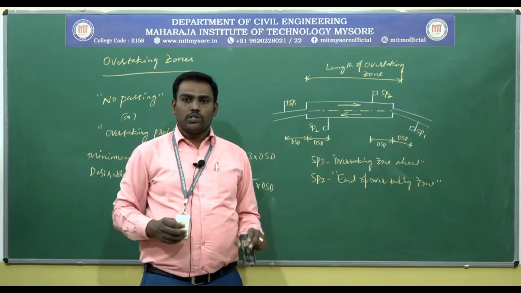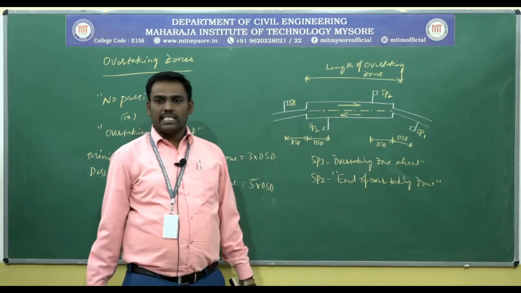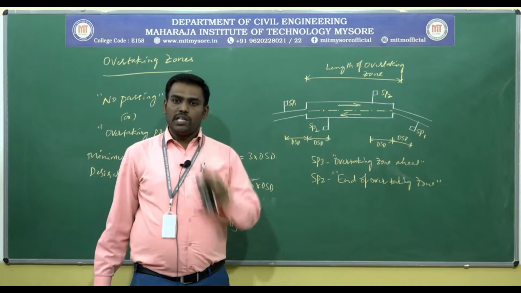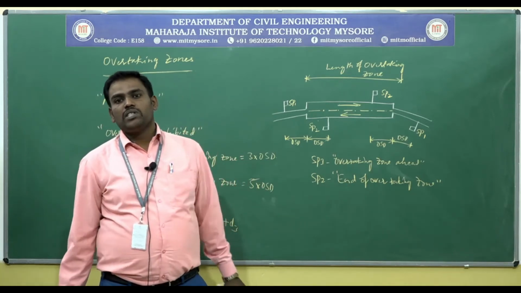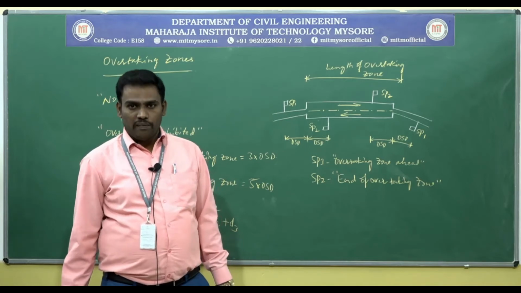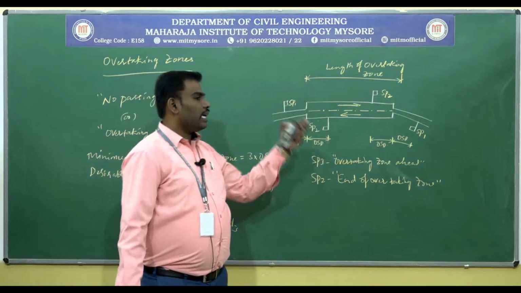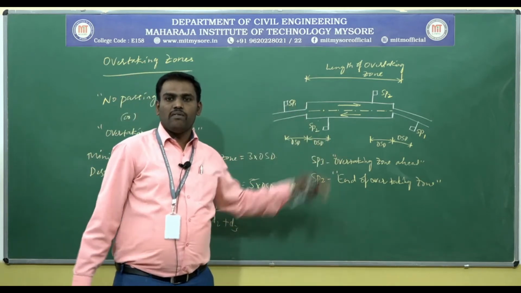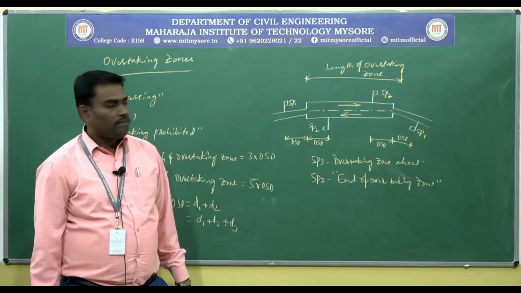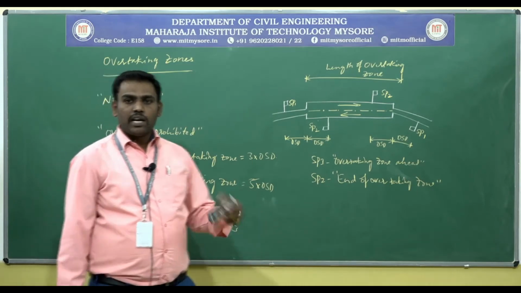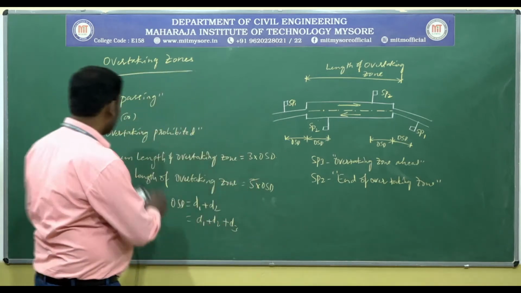End of overtaking zone. And we know that OSD, one time of overtaking sight distance, is equal to D1 plus D2 for one way traffic, and it is D1 plus D2 plus D3 for two way traffic. Is it clear? This is regarding the overtaking zone, that is a sketch of overtaking zone. Okay, I have understood now. Next, I will move on to the numericals on overtaking sight distance.